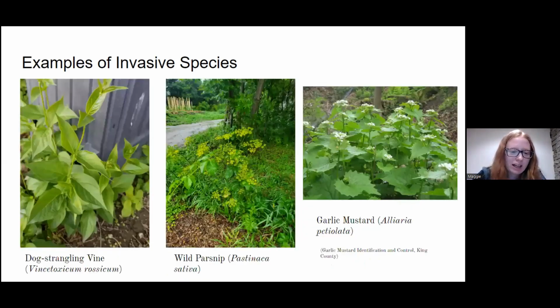A few more plants. There's dog strangling vine. I'll talk about that one later on as well. And then we have wild parsnip and garlic mustard.